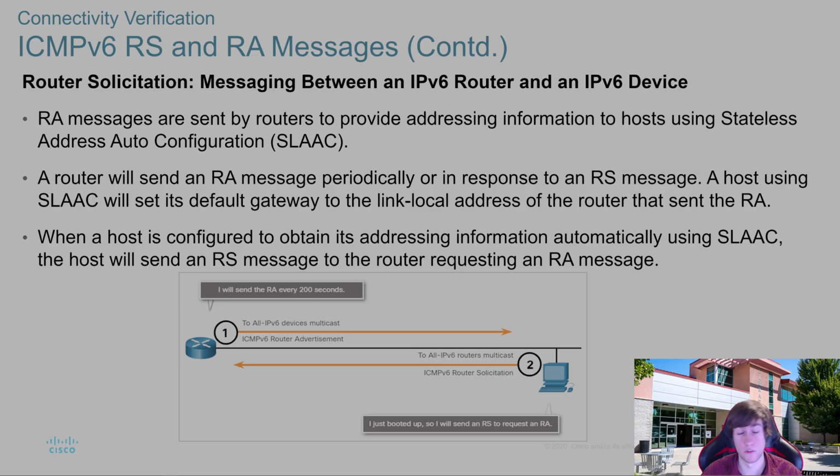With router advertisement, or if you have SLAAC on your router, a lot of the time the host can get the default gateway automatically. So when a host is configured to obtain its addressing information using SLAAC, the host will send an RS message. So pretty much as soon as the host connects and it's set with SLAAC, it'll send that solicitation message to a router requesting its default gateway and information.